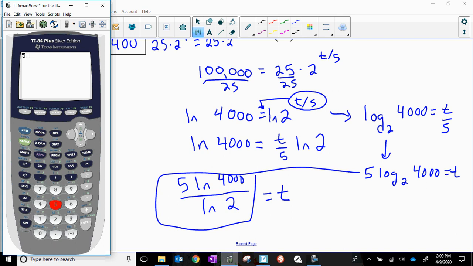So 5 natural log of 4,000 divided by the natural log of 2. So the time that it would take would be 59.8289. Let's go 3 decimal places, and we can round or truncate, I don't care. So if you want to round, that's fine. And the label for time in this problem was hours.